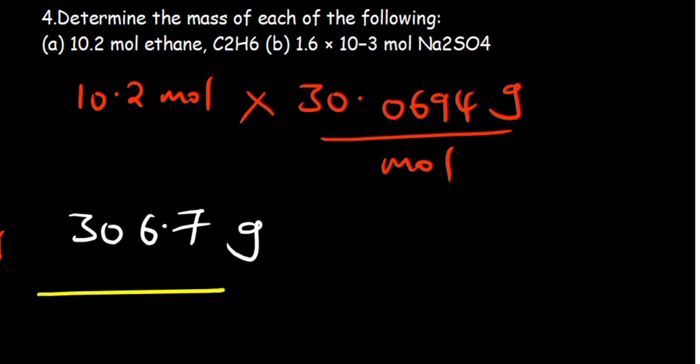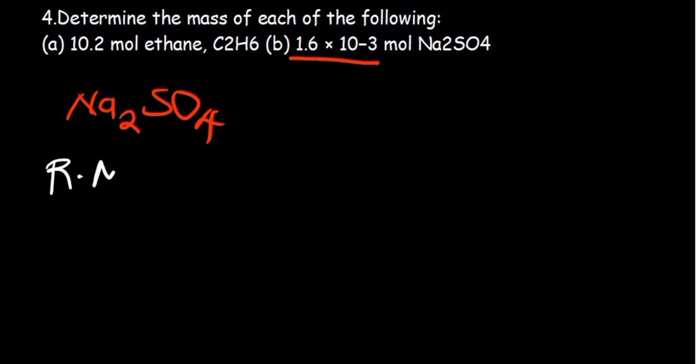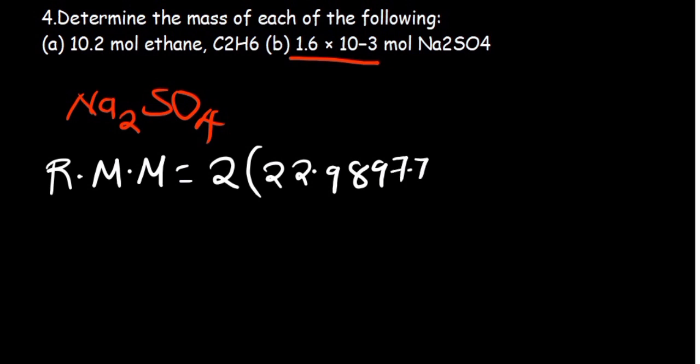Looking at the second part, for B, we have been given 1.6 by 10 to the power negative 3 moles. Then the compound that we have is sodium sulfate. So pause the video and try determining the relative molecular mass of sodium sulfate. So we have 2 sodium atoms. Each sodium atom has 22.98977. So this is what we have.